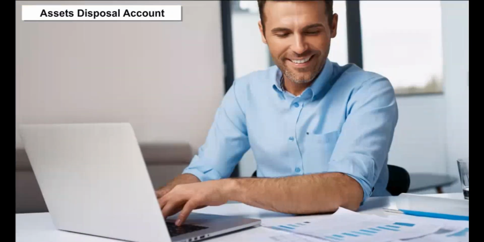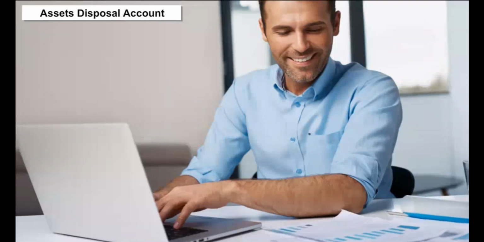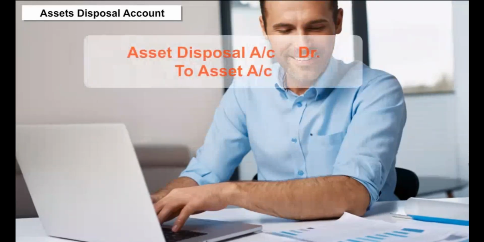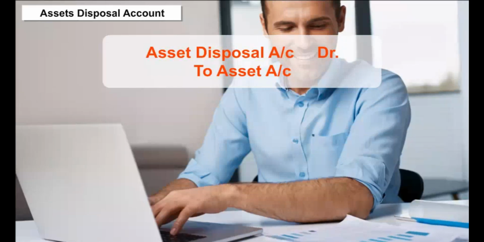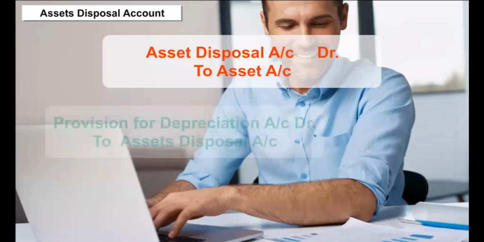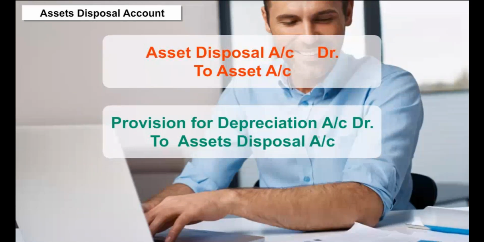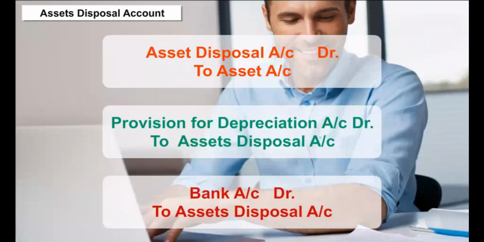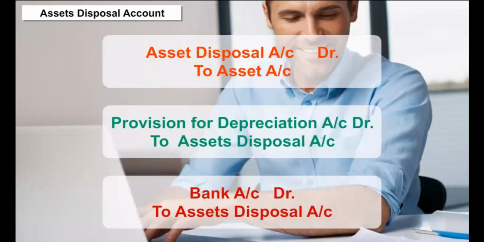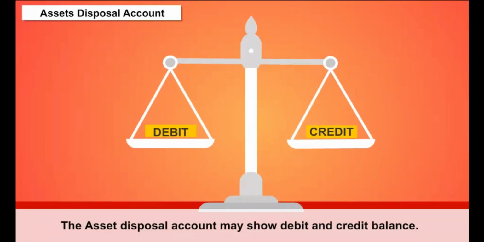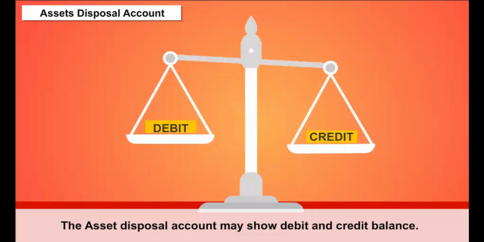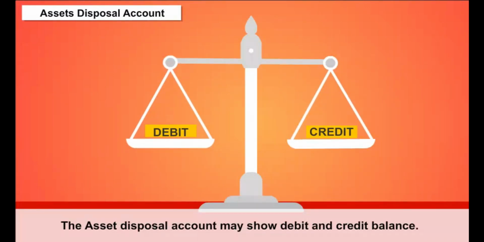The journal entries that would be done for assets disposal account are: asset disposal account, debit to asset account; provision for depreciation account, debit to assets disposal account; bank account, debit to assets disposal account. The asset disposal account may show debit and credit balance. The debit balance indicates a loss due to disposal, whereas credit balance indicates a profit due to disposal.